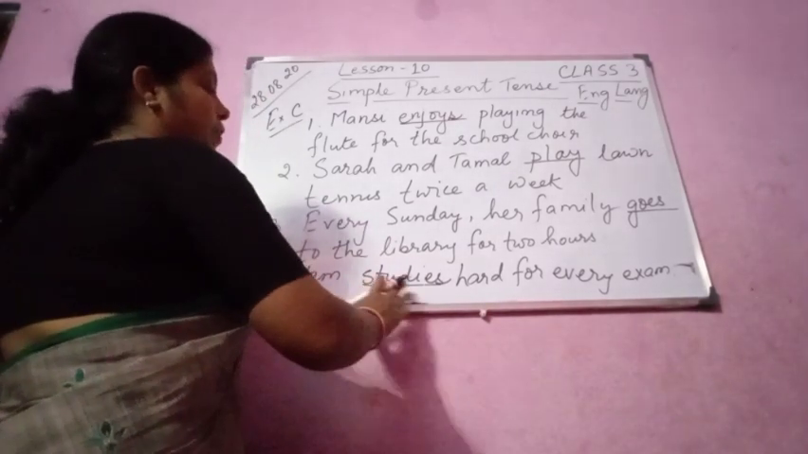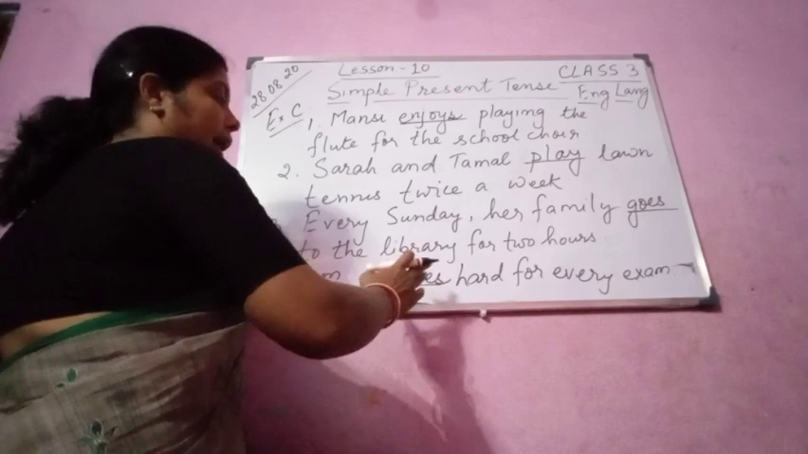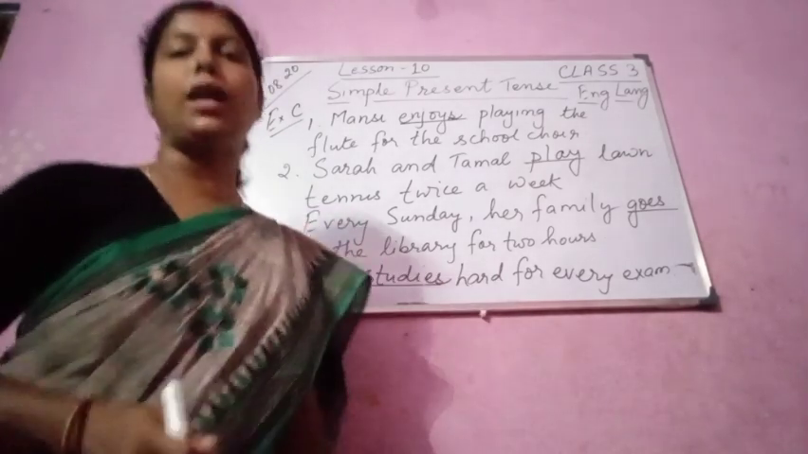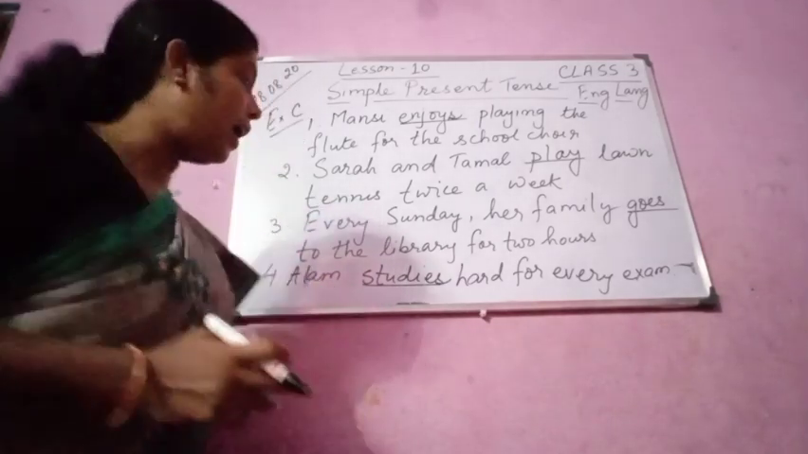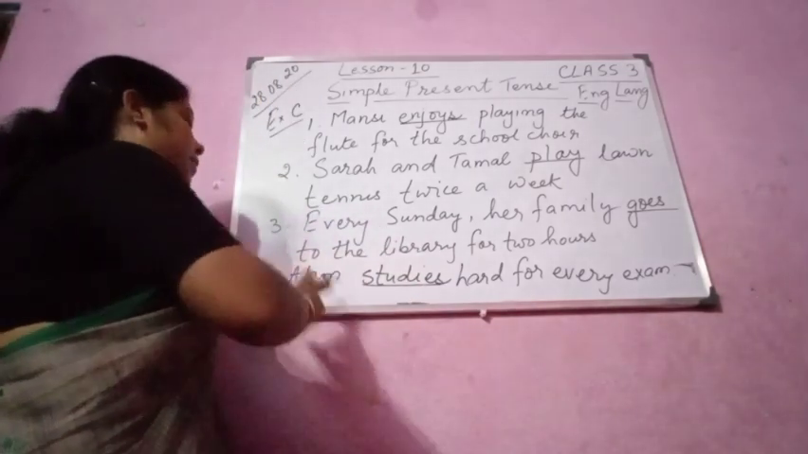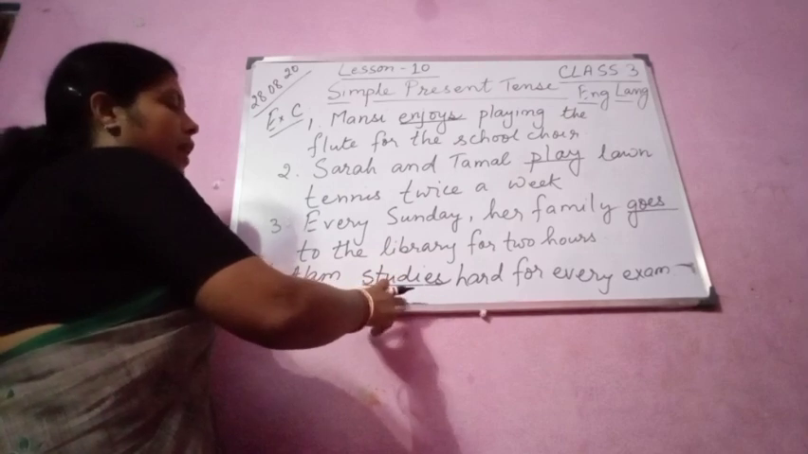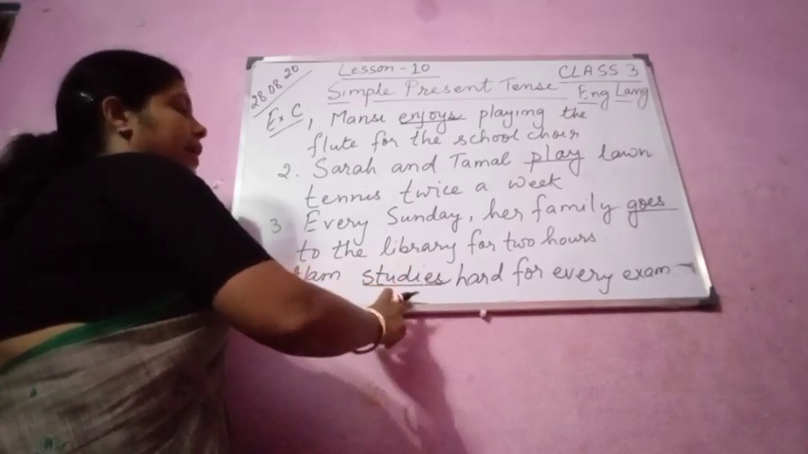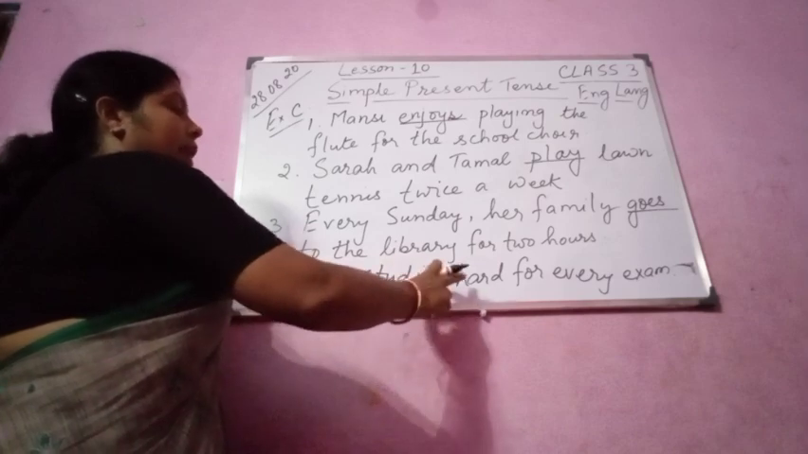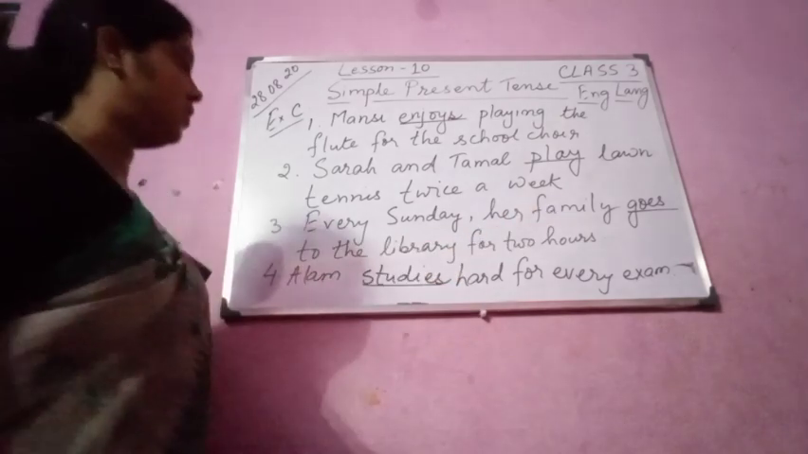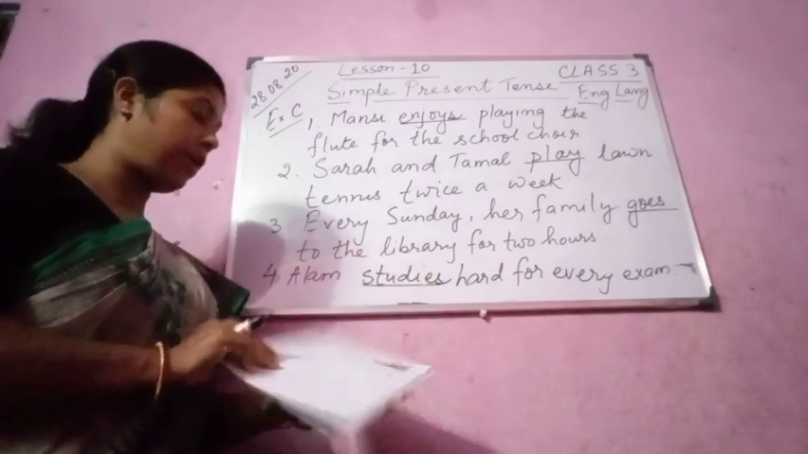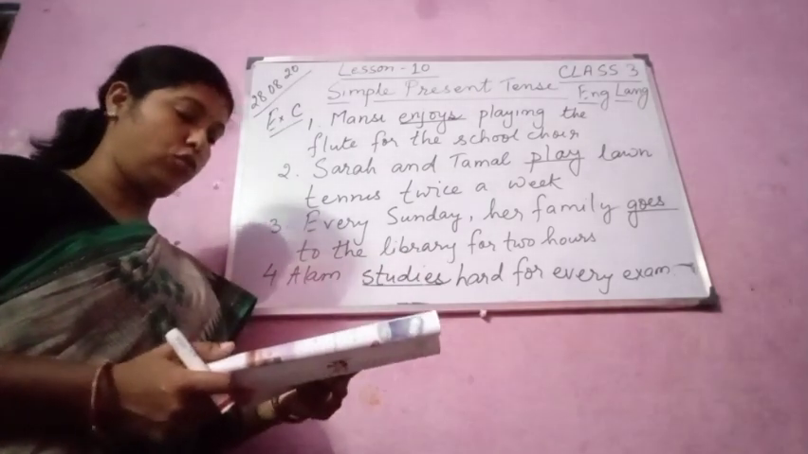Alam studies. We will add I-E-S with the verb because it is ending with Y. Study is ending with Y. So, we are going to add I-E-S. Alam studies hard for every exam. Subject plus V1, that is the base form. Okay, we are adding here I-E-S. Then plus rest of the sentence. Alam studies hard for every exam. Okay, children, please keep in mind what you have to do.